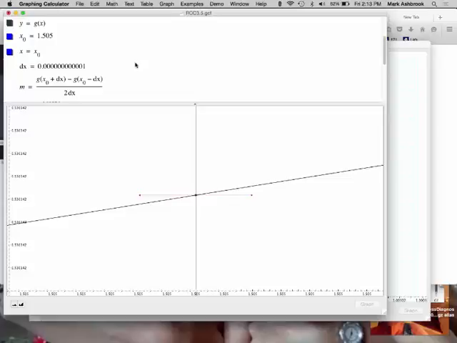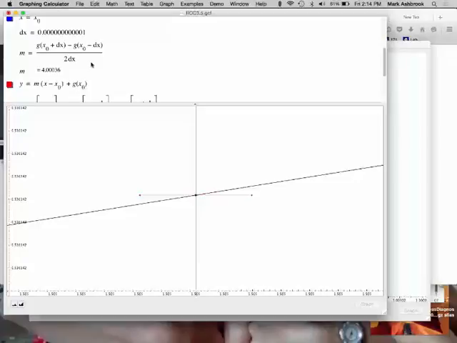Okay, it works. So I have an extremely small dx, and you see that the function is essentially constant for this dx, and so therefore the rate of change at the moment exists, and it looks pretty close to 4.